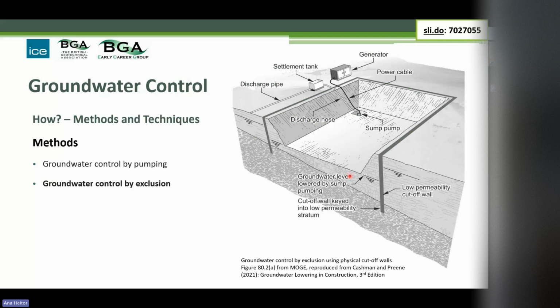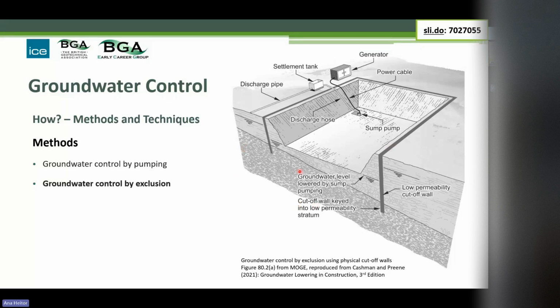The alternative method is ground control by exclusion. In that case, we're essentially trying to keep the water out. So in this case, we've got our excavation, and we've constructed a physical cut-off wall, perhaps a cement bentonite cut-off wall, that goes all the way around the excavation. So imagine it coming out of the screen and forming a complete barrier.